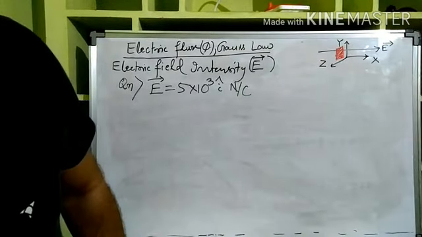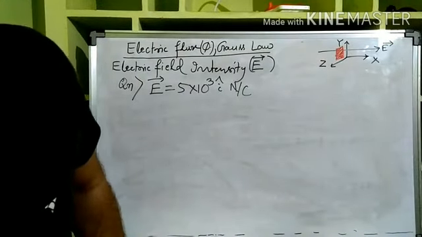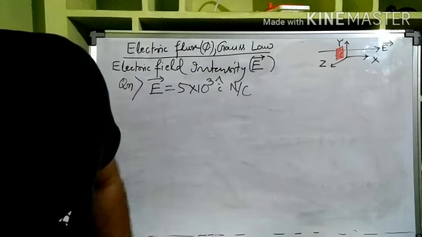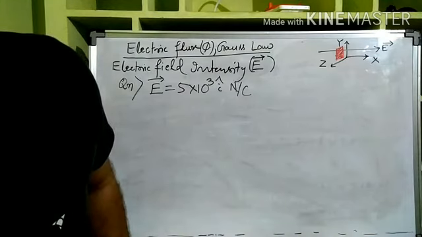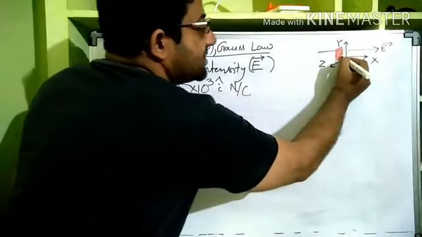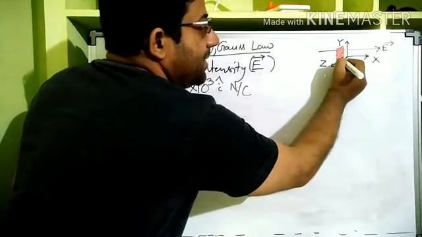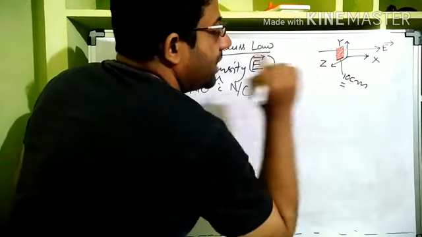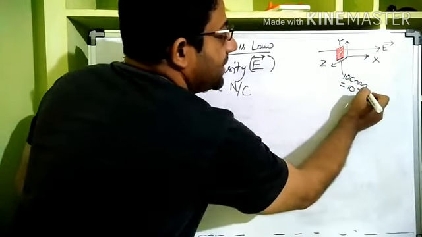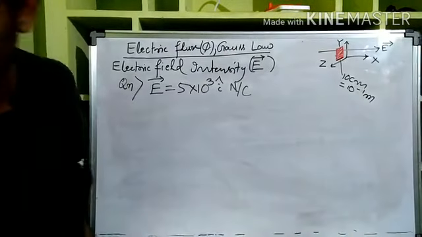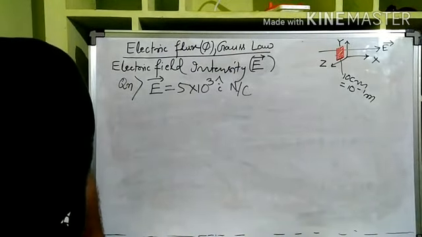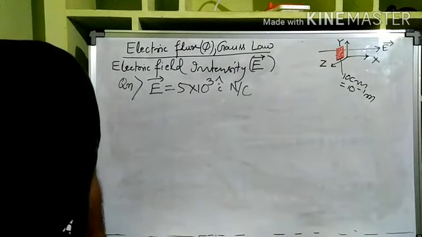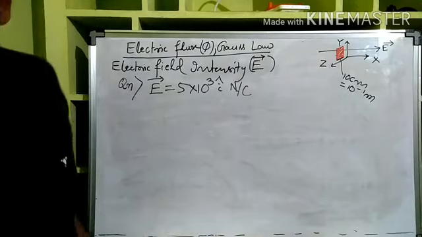Okay. So what's the question? Given a uniform electric field E equal to 5 into 10 to the power 3 i cap Newton per Coulomb. Find the flux of this field through a square of 10 cm. So the side of the square is given to be 10 cm, which is equal to 10 to the power minus 1 meter. This is the side, whose plane is parallel to YZ plane.